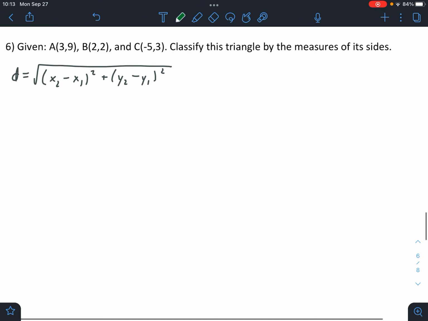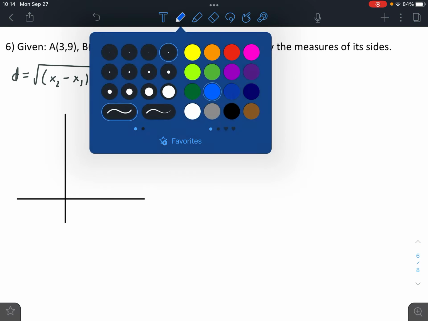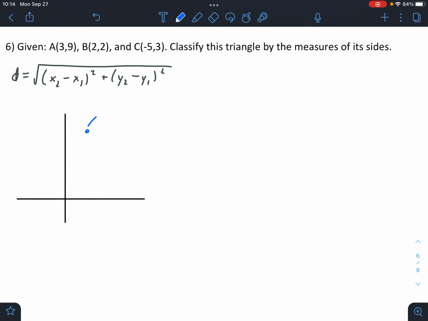All right, so now we have 3 points in space, and we're going to classify this by its side lengths. You don't need to draw this out, but I'm just showing you what we're doing here. Here's A somewhere up here. Here's B. And C would be over here somewhere. So we have a triangle, and we've got to find the length of those sides.